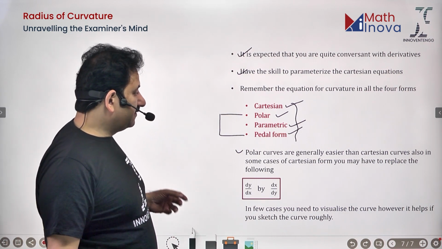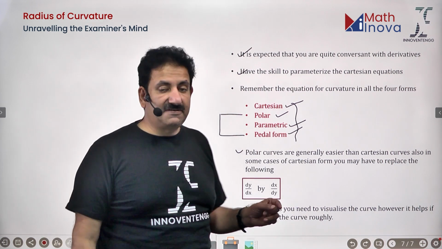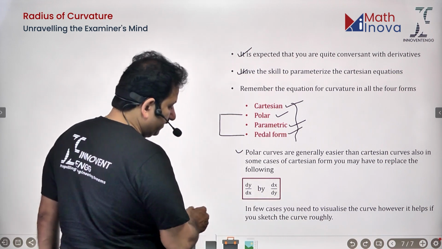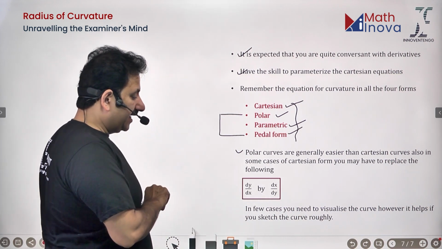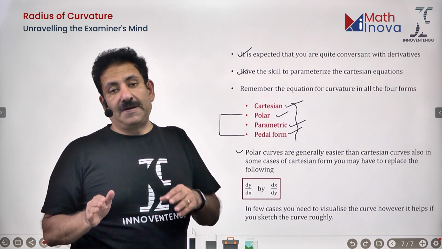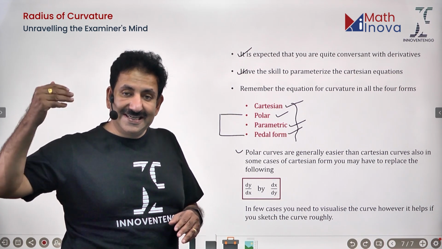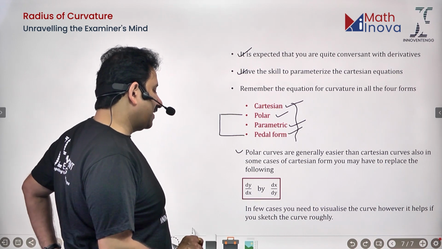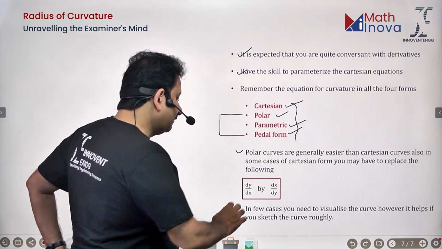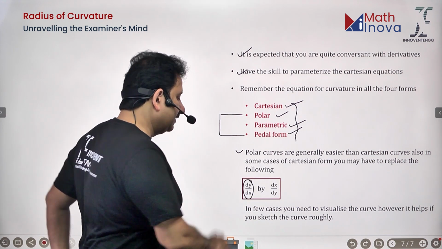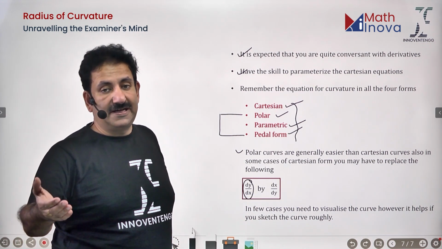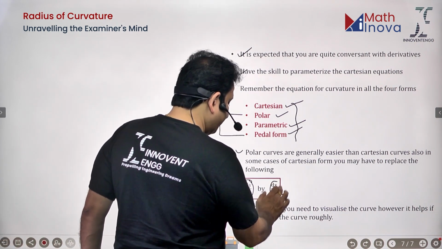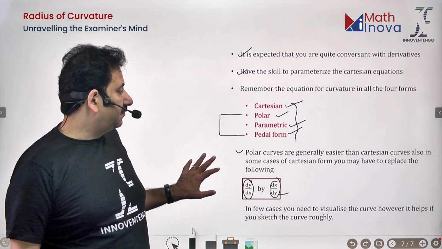And also, if you are trying to find the radius of curvature at specific points, you need to be switching the definition from dy by dx to dx by dy in case dy by dx is not defined, that is, it is tending to infinity. So this is very, very important, and many times the examiners deliberately give you a situation where dy by dx is not defined, and you will have to define your first and second derivatives with respect to y instead of with respect to x. This is very, very important.